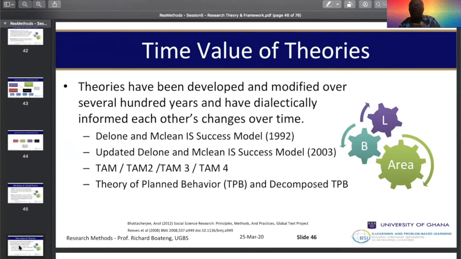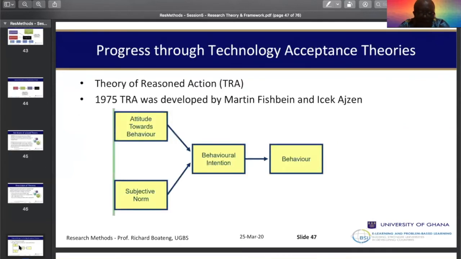Okay, so the time value of theories. It's not easy. Time value of theories. So theories go through different stages, and as they go through different stages, they get modified, and they get enhanced, and they get changed. So I'm going to try to use one to demonstrate that. In 1975, Martin Fishbein and Icek Ajzen came up with a model called the theory of reasoned action. They said that a person's reasoned action is informed by attitude towards the behavior and the subjective norm. And that influences the person's intention to perform the behavior, and the actual performance of the behavior. This was accepted and it was used.